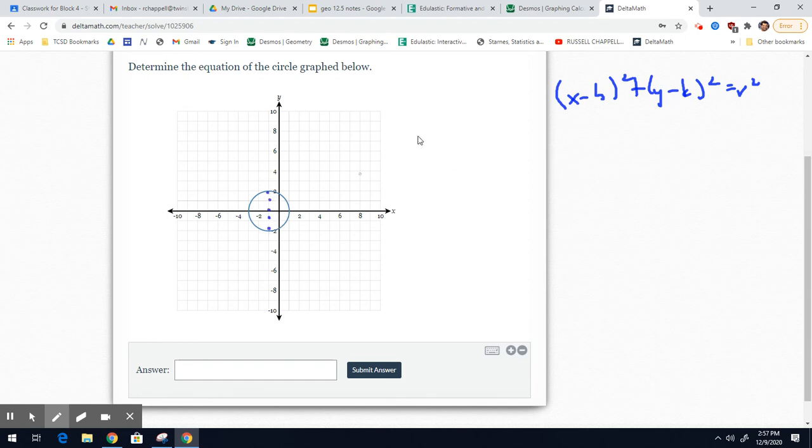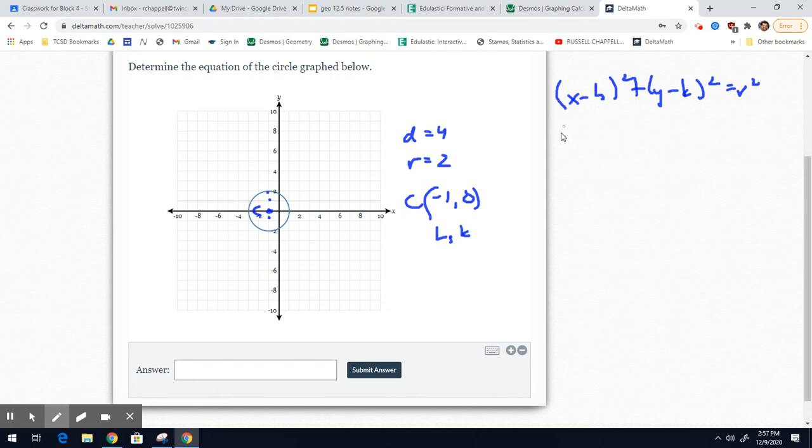1, 2, 3, 4. So your diameter is 4. So your radius is half of 4, which is 2. So count 2, 1, 2, and there's your center. Your center is at the point -1, 0. You go left 1, but then you don't go up or down. This is your h and k.